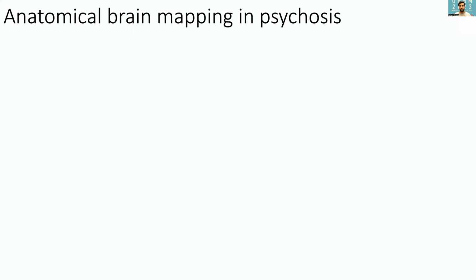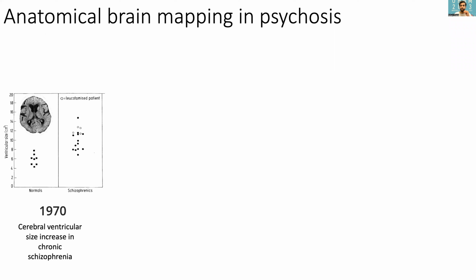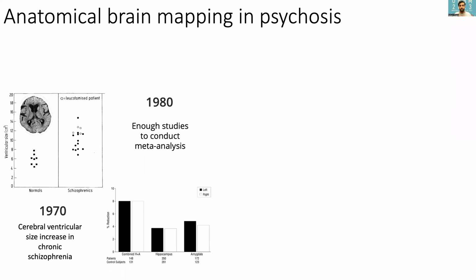I think one of the most common biological findings in psychosis is the loss of brain tissue. Aside from a few post-mortem and pneumoencephalographic studies, we really started to quantify this in the 70s using CT scans, which showed increased ventricular size in patients. And in the late 80s, there were enough studies using MRI and CT to show, when you conduct meta-analyses, changes in frontal, temporal and medial temporal regions preferentially.